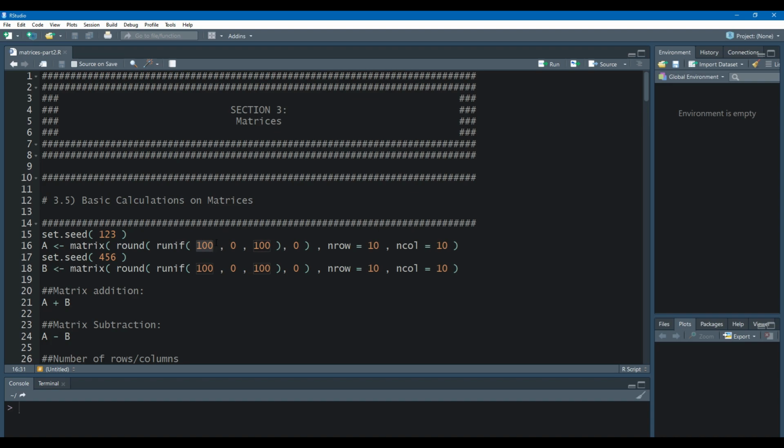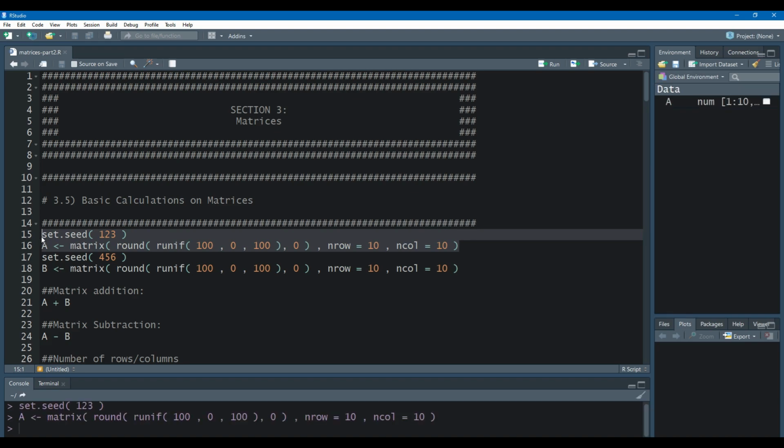So I have 100 values, and I want to structure my matrix, going back to the matrix function, as having 10 rows and 10 columns. 10 times 10 is 100. We have 100 observations. We're going to format these observations into a square matrix of 10 by 10 dimensions. So let's run both of those things. Our seed value that we use in the creation of matrix A.